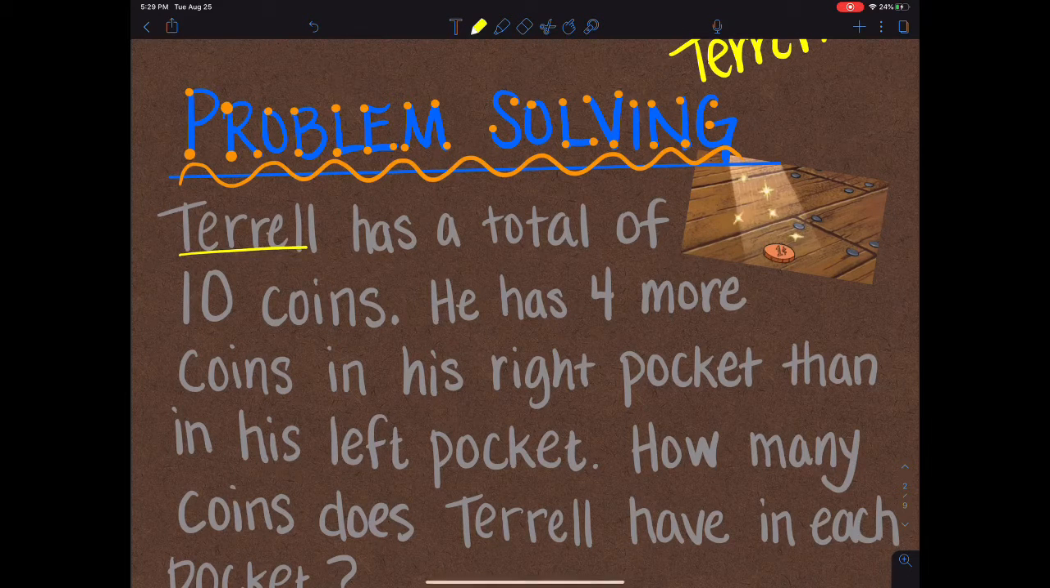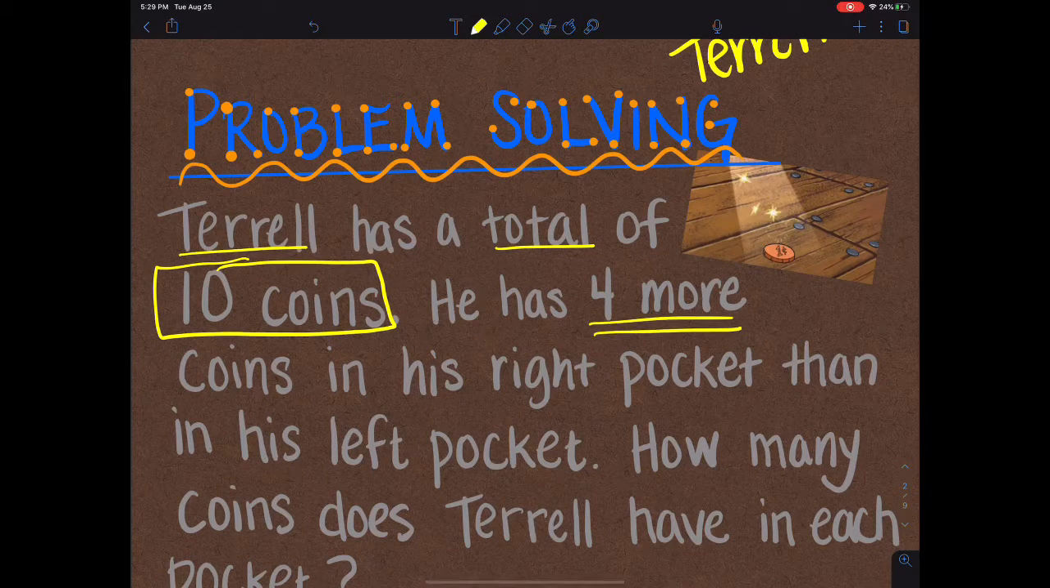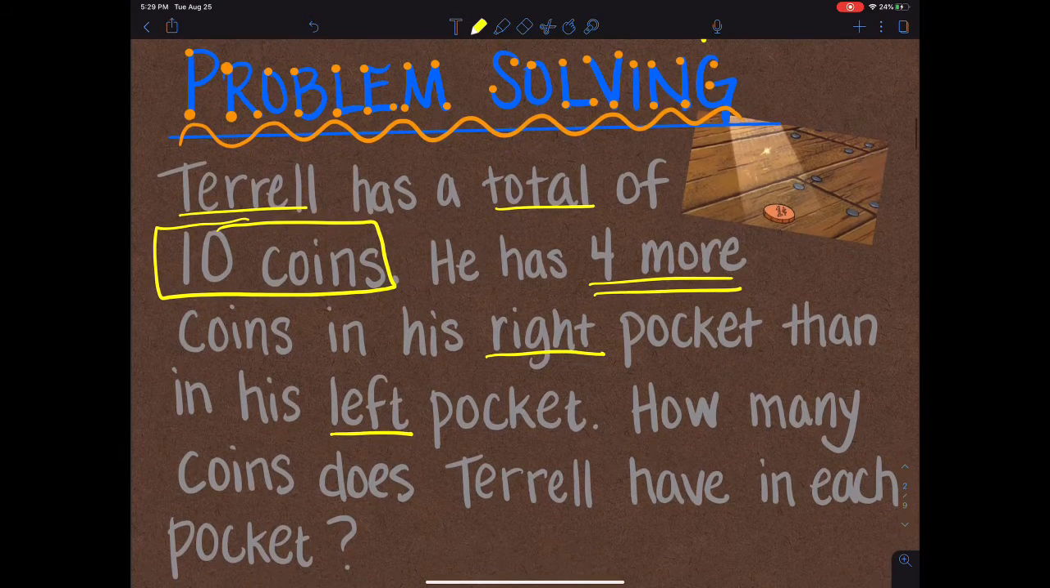Terrell has a total of 10 coins. He has 4 more coins in his right pocket than his left pocket. How many coins does Terrell have in each pocket? Okay, this sounds like a really complicated question, but you have been working your way up to this with every single problem solving that we did before.